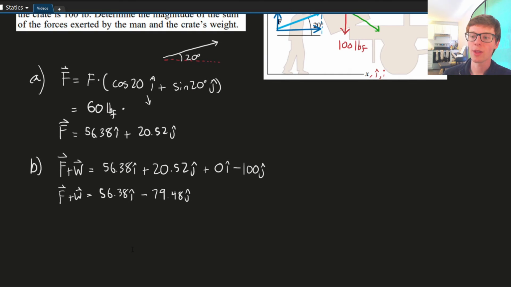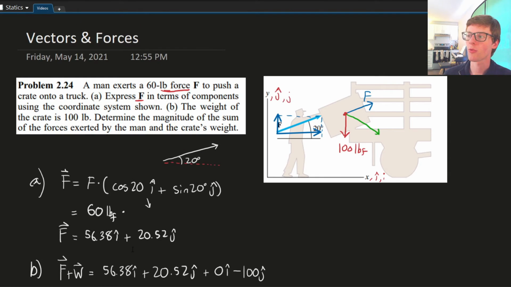Now, how do we get from this to the magnitude? Our x component is going to be this distance, and our y component is going to be this distance. Now, in order to find the magnitude, we're trying to find the length of this green arrow. This is a right triangle, so we can just use the Pythagorean theorem.